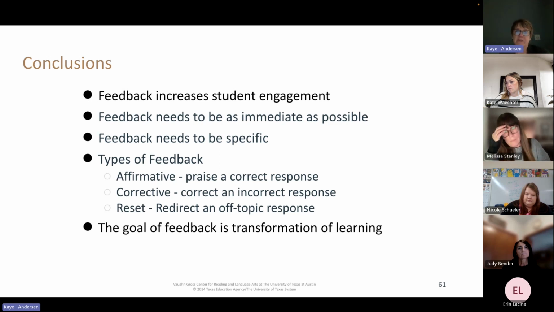A quick review and conclusions before we walk away from this. Feedback increases student engagement. That's the bottom line. The more immediate that feedback can be, the more quickly we can get the students on track and getting the problems right. The goal of feedback is to transform learning. We want it to change and mold it so that they can be successful.